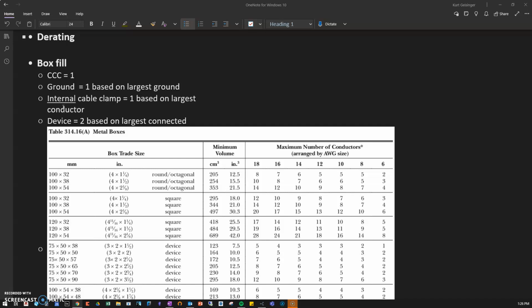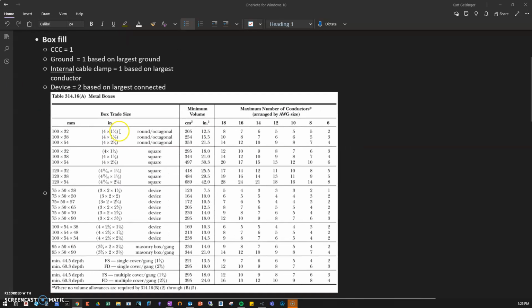And then the last thing that you guys really need to be aware of is your devices. I'm going to do a double volume based on the largest conductor connected to that device. Now, I am going to have to count this for multiple devices, and we'll look at an example, and it'll become clear what I mean by that if it's not already.